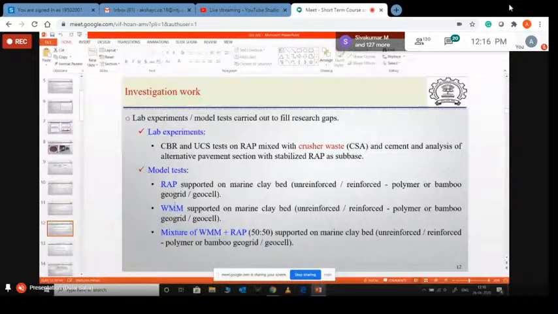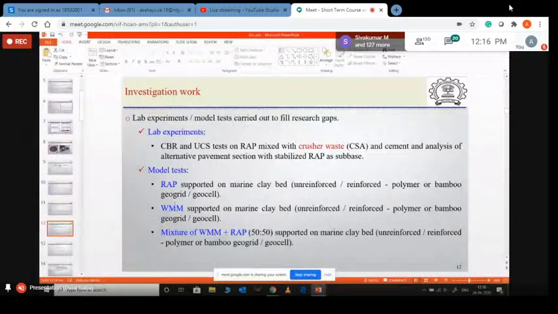And the model was something like this. We had used a steel tank, manufactured specifically for this test. It was a 600 by 600 by 600 tank, and this was the tank. In this tank, for the bottom 300 millimeter, we have used a soft marine clay bed, which was used as subgrade. Then we used a geotextile separator to avoid intermixing of whatever material we are using here with the soft marine clay layer below.